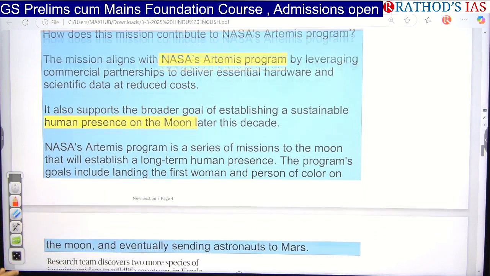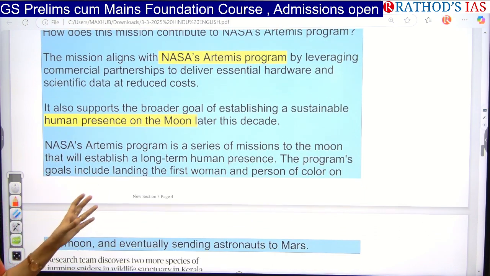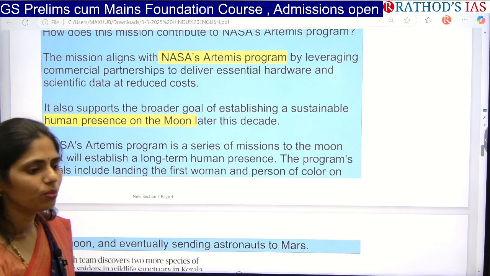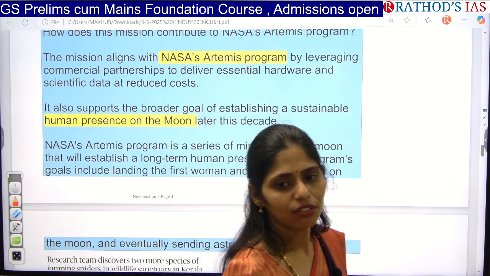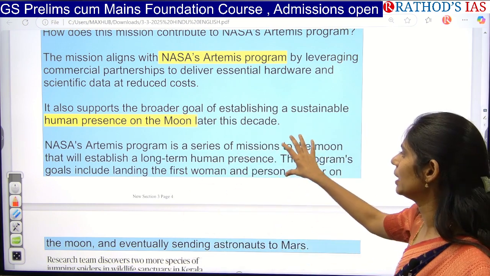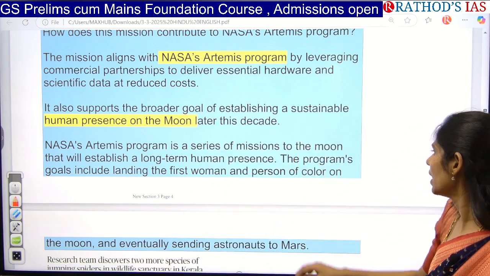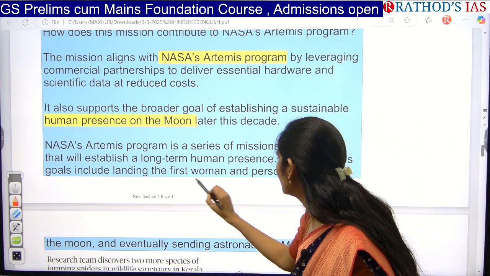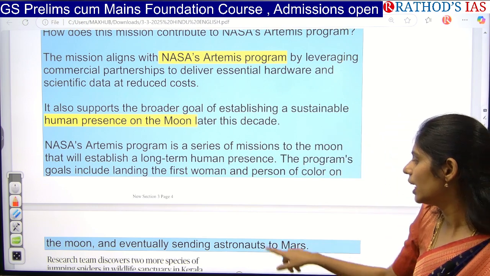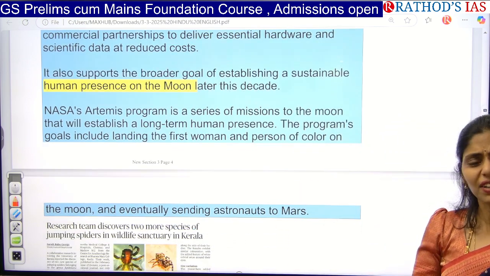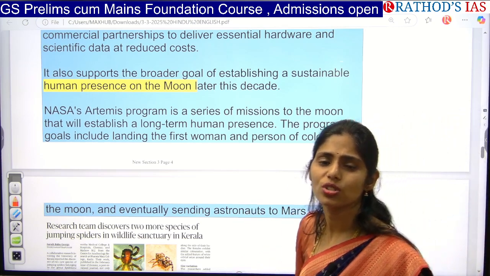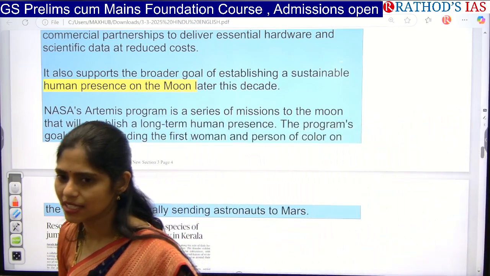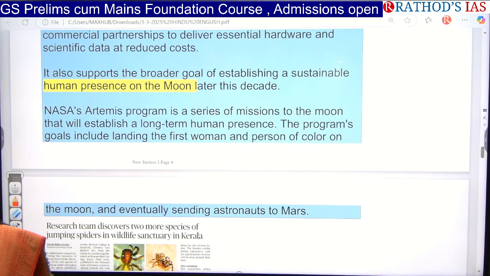And they are going for establishing a long-term human presence: if humans go to the moon, whether they can continue their life or not. So that study is done by NASA's Artemis program, and this program's goals also include landing the first woman and the person of color on the moon. And even later on, this mission also wants to send humans to Mars. So this is about NASA's Artemis program.